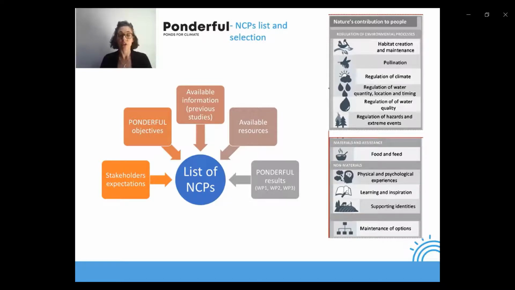According also to the available information, for example, biodiversity data from non-governmental organizations, the statistics on physical or psychological experiences from stakeholders, etc. The available human resource provided by Pondaful, I mean the number of person-months available for this task, and the results available from other Pondaful work packages.